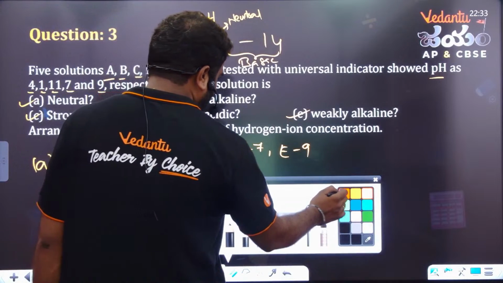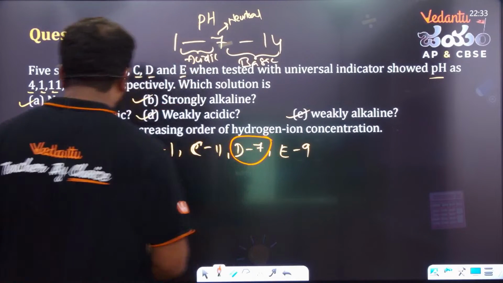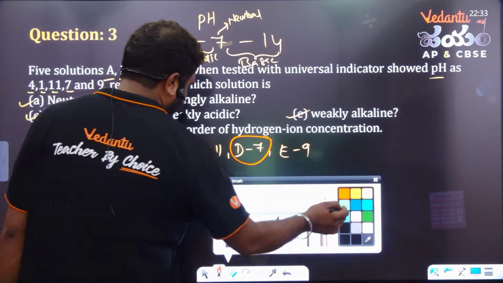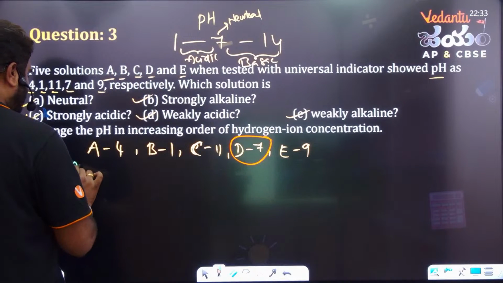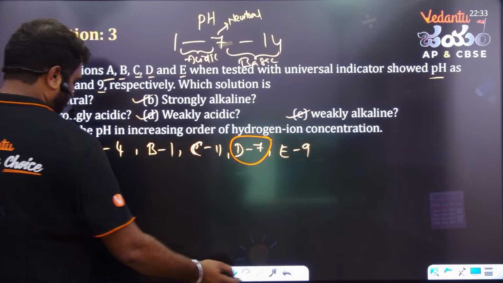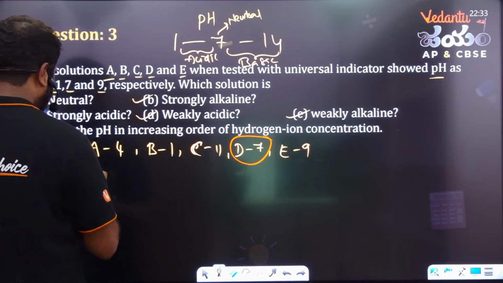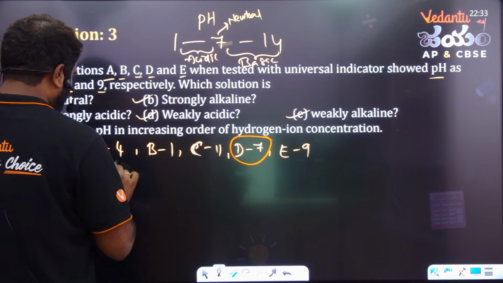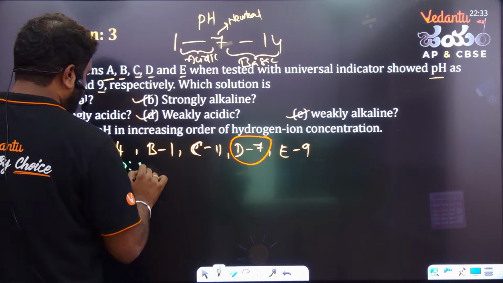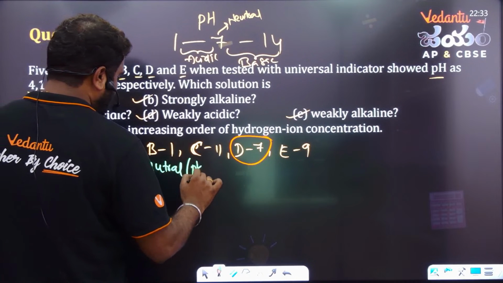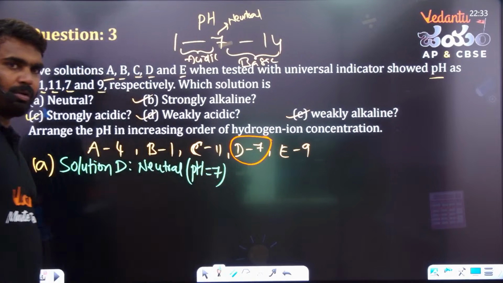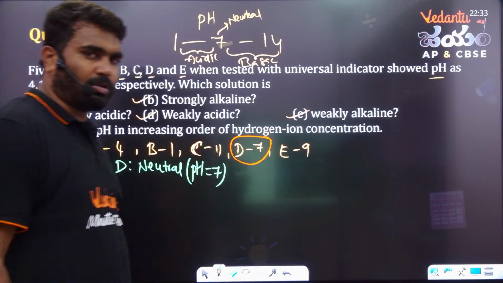The pH value is 7, so this solution is neutral. Neutral gives green color. So solution D is neutral, and pH is equal to 7.